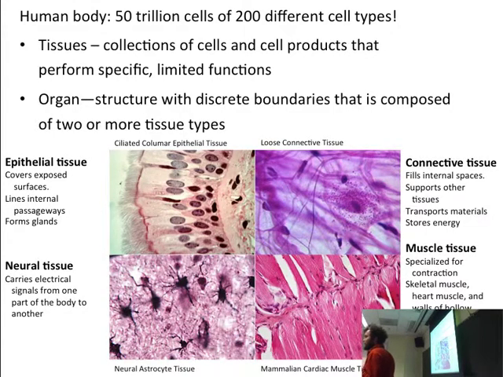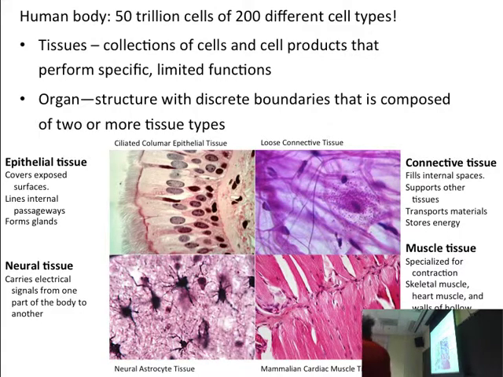Structures together. It fills interstitial spaces. So adipose tissue can store energy. It can be used for energy storage. The blood cells are considered to be a connective tissue, and so they're able to transport materials throughout the body.